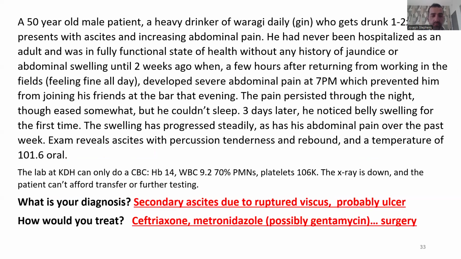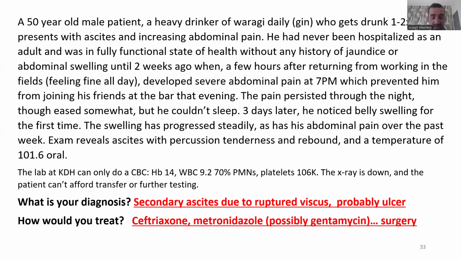Okay, the next one gives you a prompt with a vignette. So the vignette says there's a 50-year-old patient who's a heavy drinker of waragi or gin daily, who gets drunk 1 to 2 times per week, presents with ascites and increasing abdominal pain. He's never been hospitalized as an adult and was in a fully functional state of health without any history of jaundice or abdominal swelling until 2 weeks ago, when a few hours after returning from working in the fields, feeling fine all day, he developed severe abdominal pain at 7 p.m., which prevented him from joining his friends at the bar that evening.